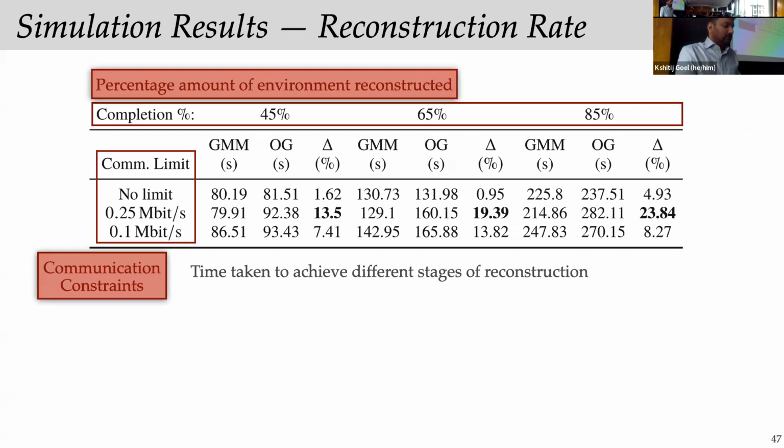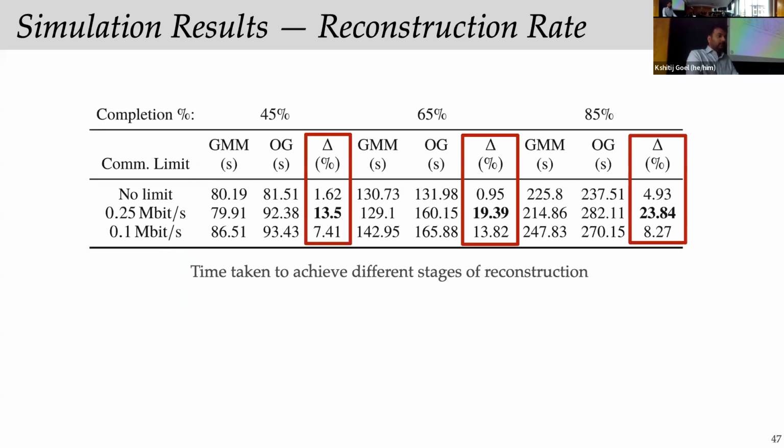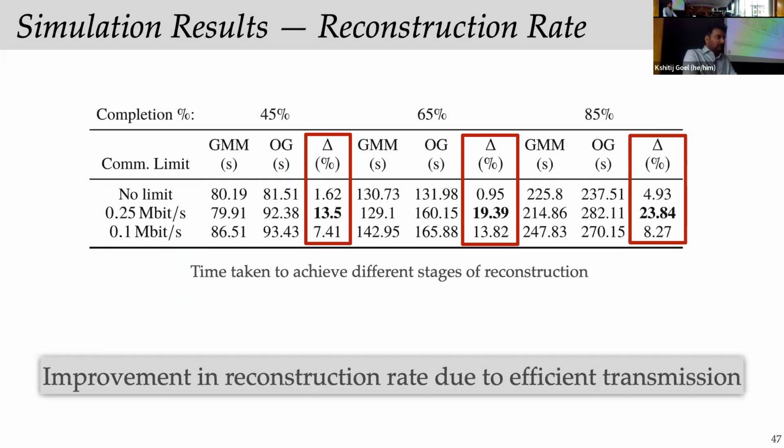Next, we look at the time taken by each of the approaches to achieve a certain percentage of reconstruction versus the amount of communication constraints that we have imposed. And we observed that the GMM approach consistently outperforms grid-based approaches. The delta columns here denote the percentage increase in the rate of reconstruction due to the GMM approach. The gain in performance is observed to be as much as 24% in some cases. Therefore, we observe improvements in reconstruction rate due to efficient transmission of maps.